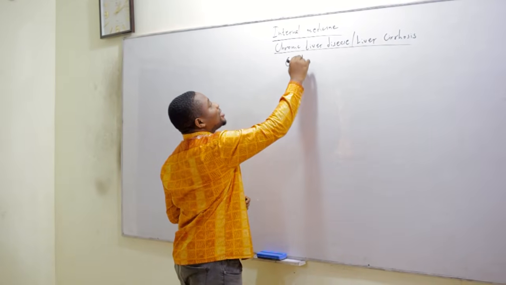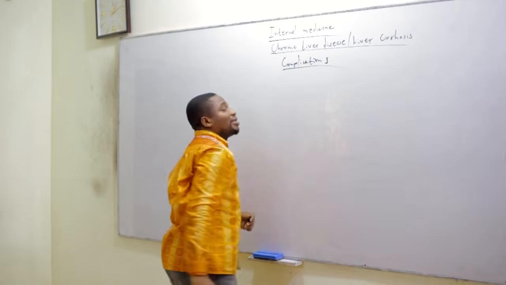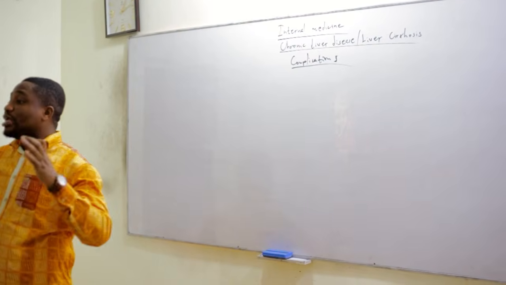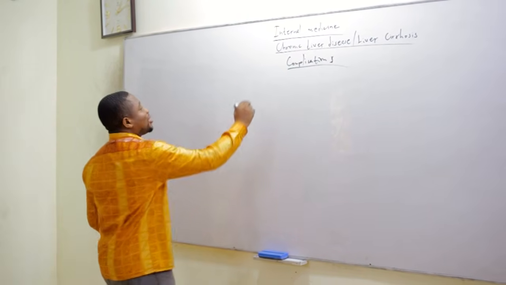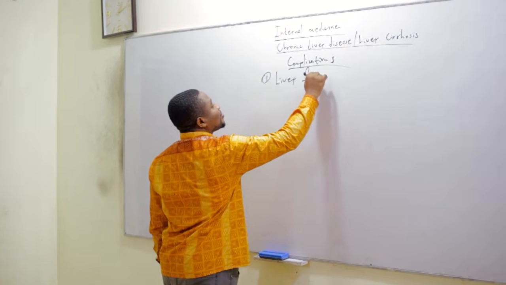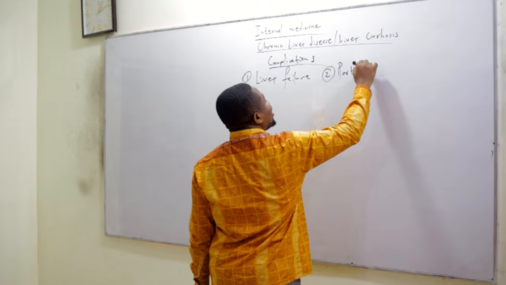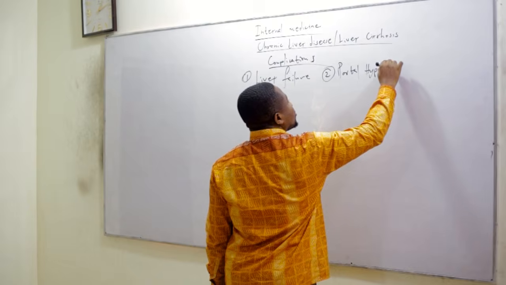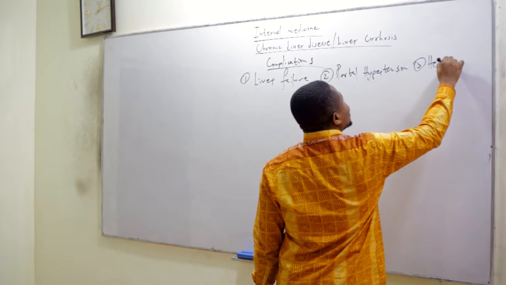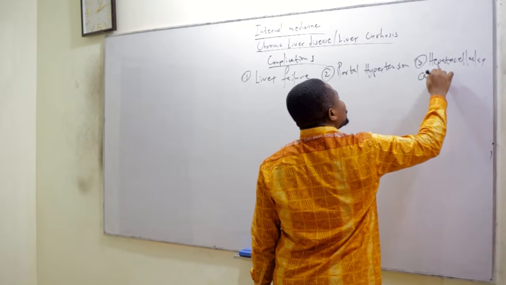Let's talk about the complications of chronic liver disease or liver cirrhosis. We will group the complications into three. The first one we will say is liver failure. The second one is portal hypertension. And the last one is hepatocellular carcinoma. What's another name for hepatocellular carcinoma?